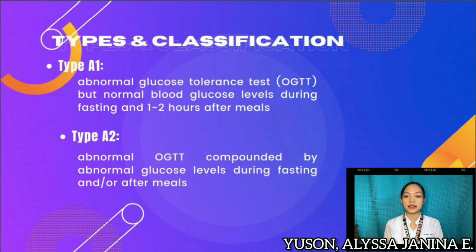Moving on to its types and classifications, basically GDM has two types, type A1 and type A2. So first, for type A1, abnormal glucose tolerance test or OGTT, but normal blood glucose levels during fasting and 1 to 2 hours after meals. So for this type, diet modification is sufficient to control glucose levels. On the other hand, type A2, abnormal OGTT compounded by abnormal glucose levels during fasting and or after meals. In this case, additional therapy with insulin or other medications is required.